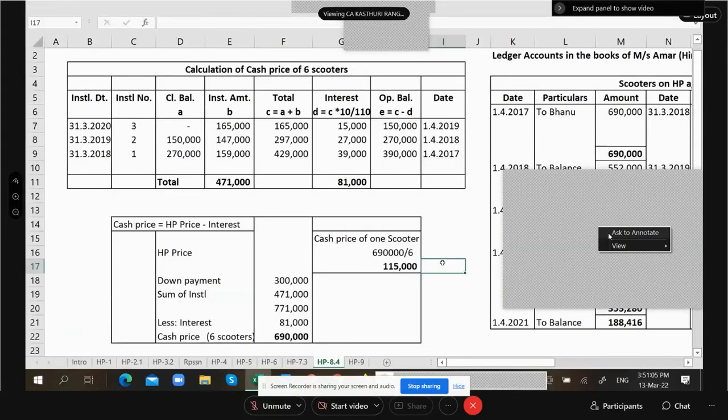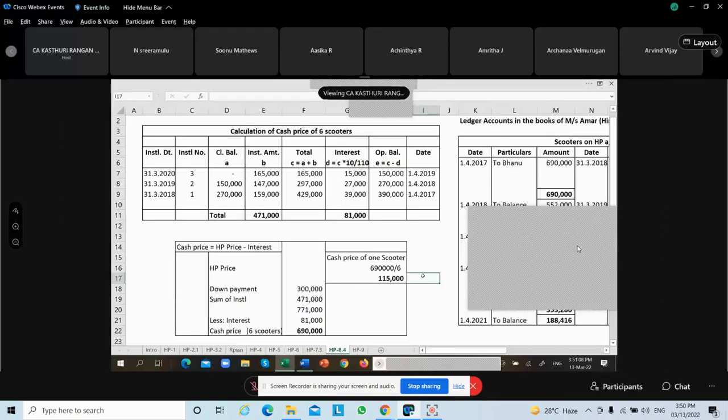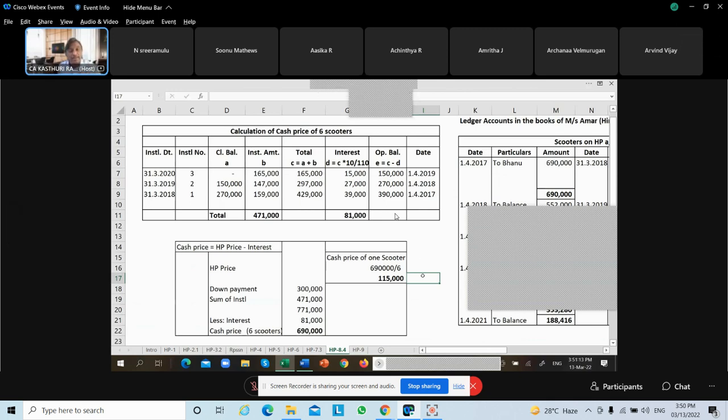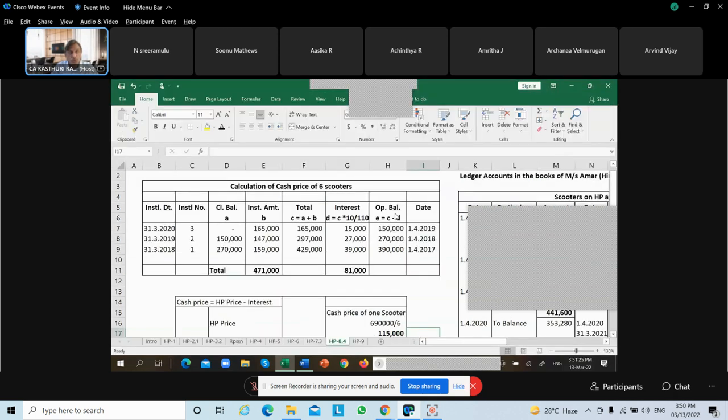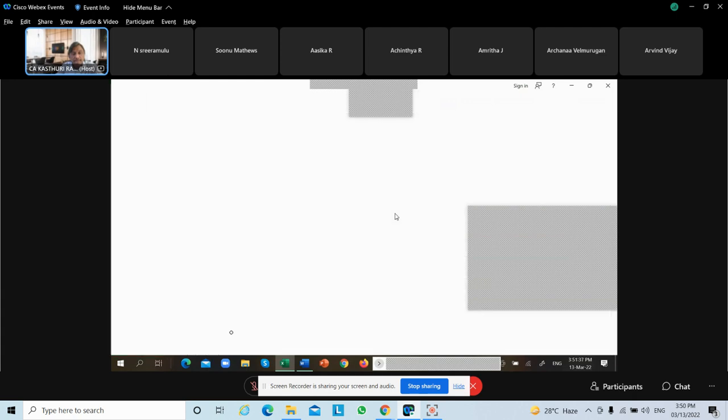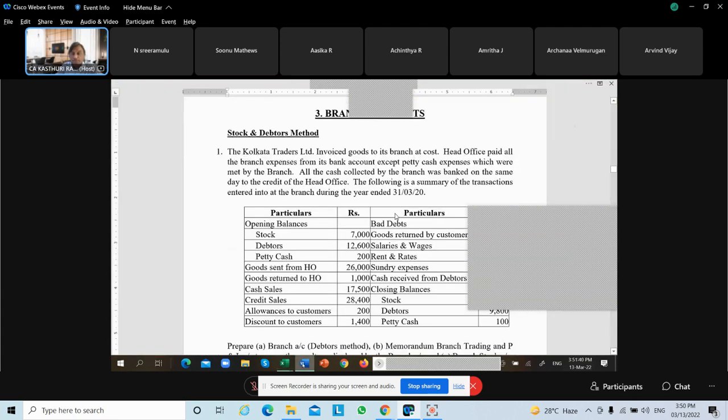As you know, friends, branch accounts is a big chapter. Unlike hire purchase or incomplete records, a lot of segments are there in branch accounts. First of all, a branch can be a dependent branch or an independent branch. And there can be a foreign branch also. And there are different methods of preparing accounts for branches: debtors method, memorandum method, and stock and debtors method. Various methods are there.